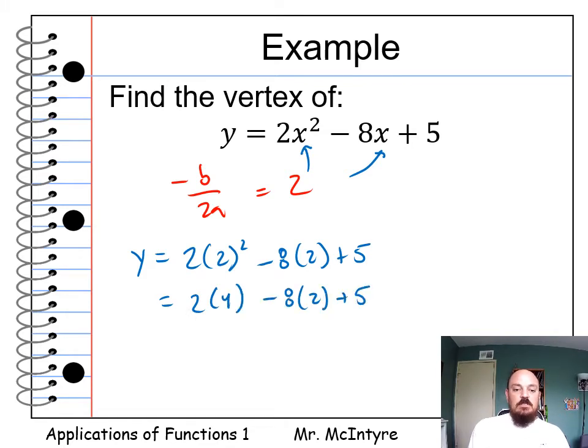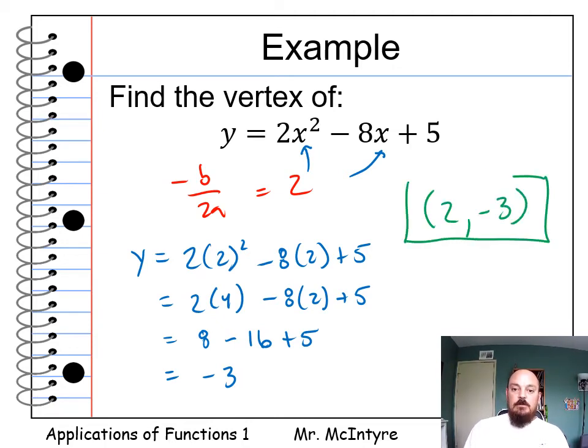Exponents come first. I do the multiplication second. 2 times 4 is 8. 8 times 2 is 16. And then I do all the addition and subtraction from left to right. So I do 8 minus 16 is negative 8. And negative 8 plus 5 is negative 3. So the x part was 2. The y part is negative 3. The answer to the question, the vertex is (2, negative 3).